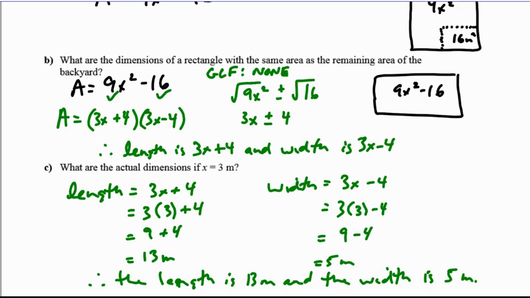So now that you know how to recognize common factors and to recognize difference of squares, you can point these out really fast. You can jump right to the answer just by doing what we did, where we square root those numbers.